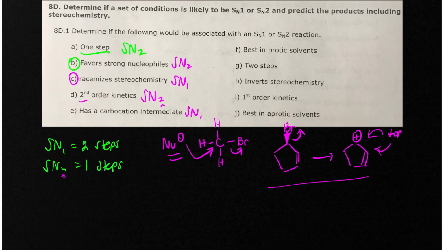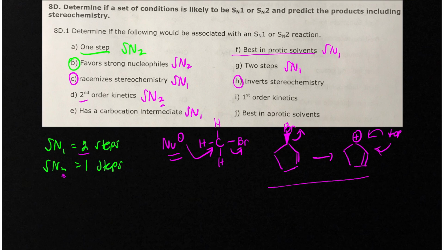Okay, best in protic solvents. So that's going to be SN1. Okay. Again, you have these carbocation intermediates that are going to be solvated by protic solvents. Okay. Two-step mechanism. That's going to be the SN1. The summary is down here in green on the bottom left.